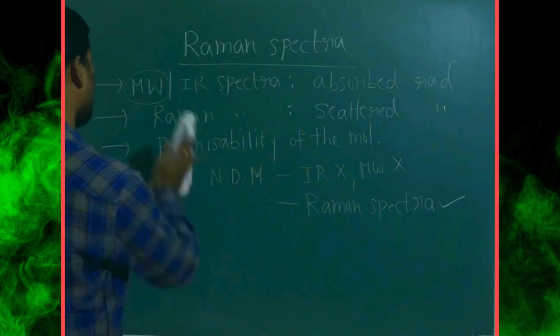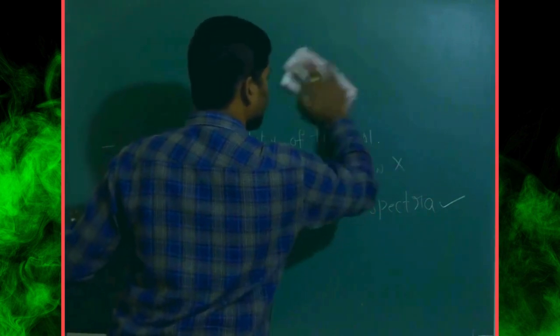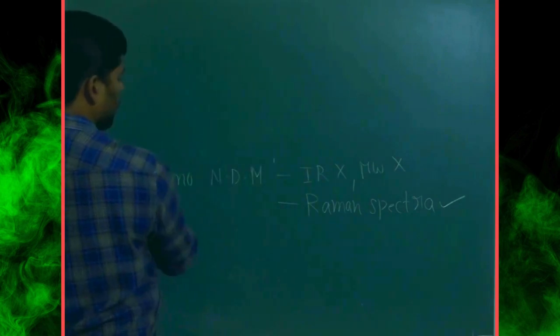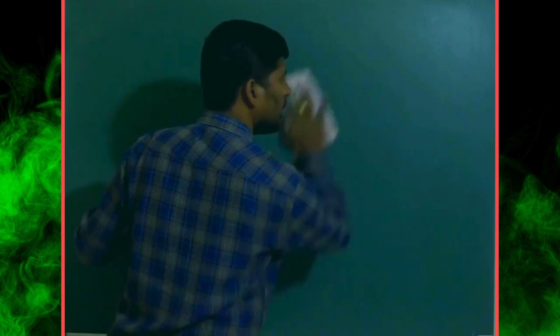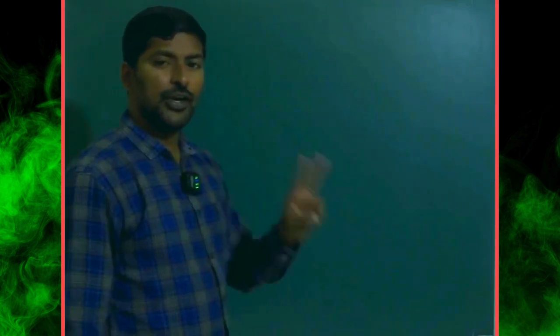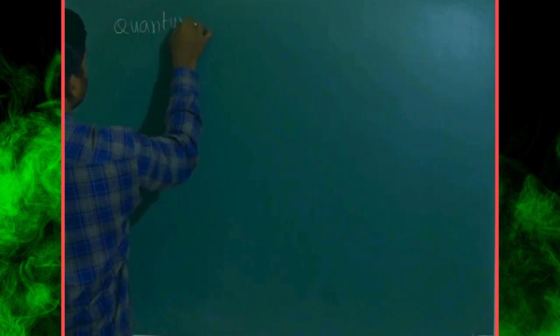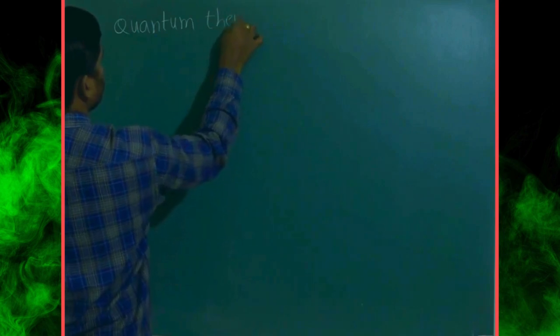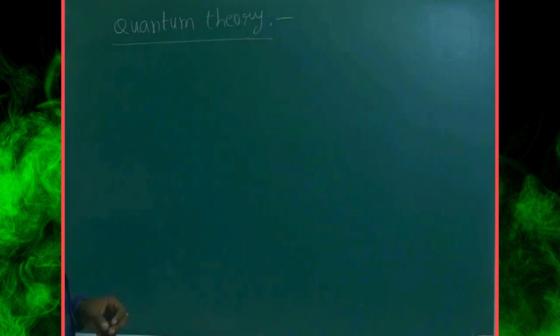They show Raman spectra. Whenever we are applying laser light, some induced dipole is created even in homonuclear diatomic molecules. Now, what is the principle involved in Raman spectroscopy? That we can explain by two theories. One is quantum theory, another one is classical theory. What is the principle involved in the Raman spectra? That we can explain by using quantum theory and classical theory.